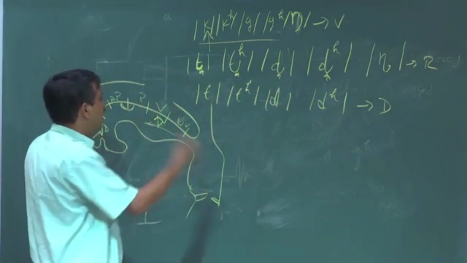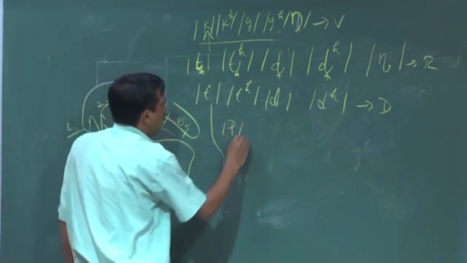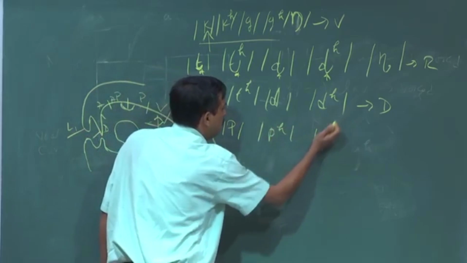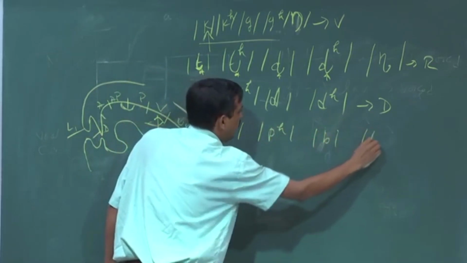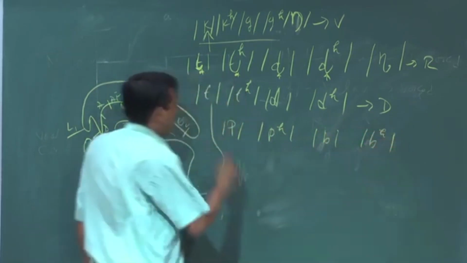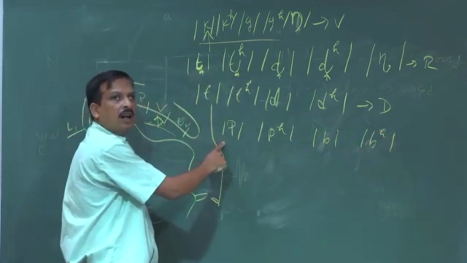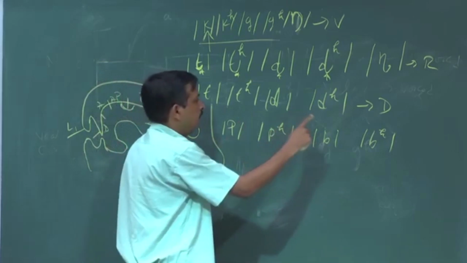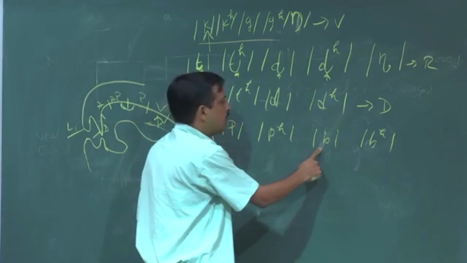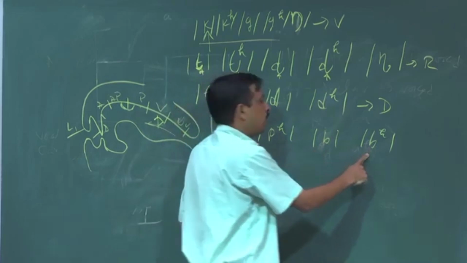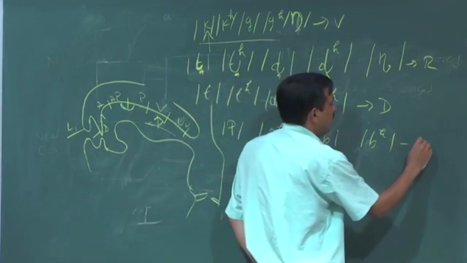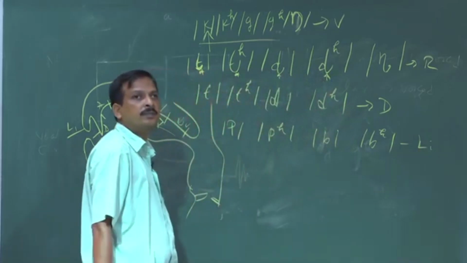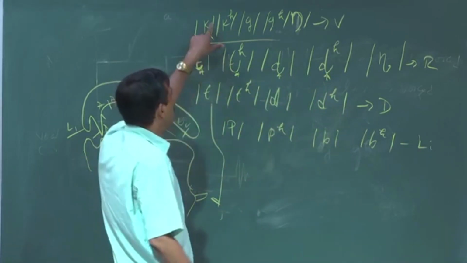Okay. Then we have pa, pha, ba, bha. Unvoiced unaspirated, unvoiced aspirated, voiced unaspirated, voiced aspirated: bilabial, labial. Okay. So, this is the stop consonant.